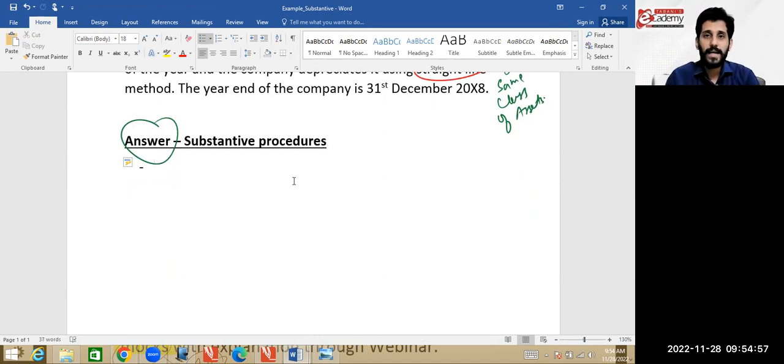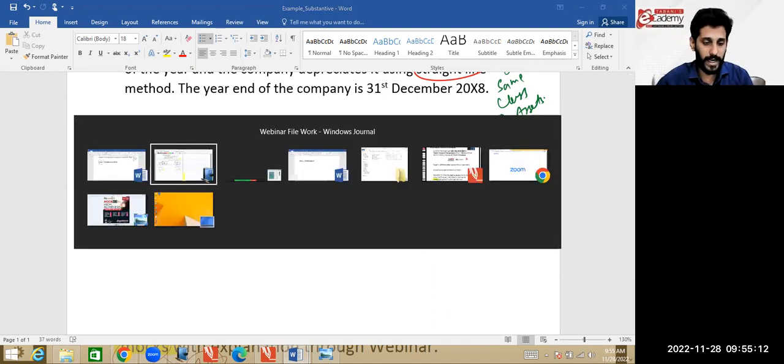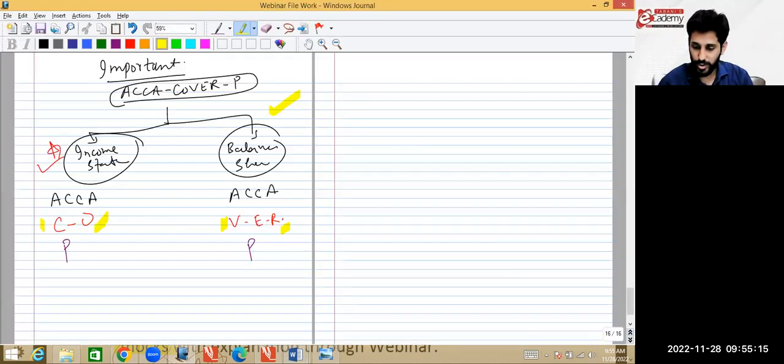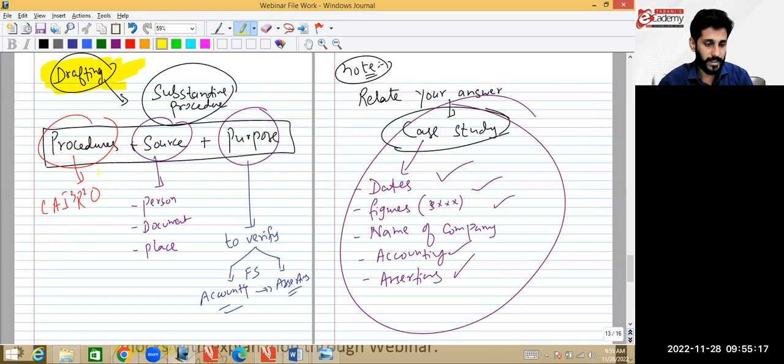what is the case? The company had purchased the building. So you will be physically inspecting. Now, this is not a mouse that you can inspect. This is the building. For the building, you will have to visit that premises in order to verify the existence. Now see that the drafting style is the procedure, source, and the purpose.